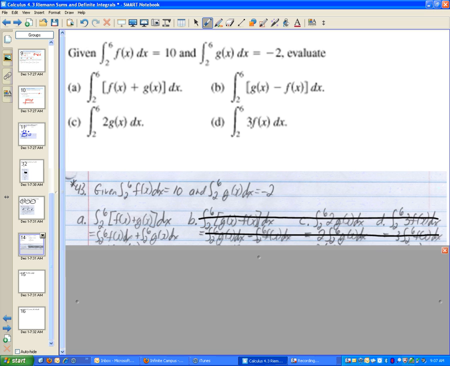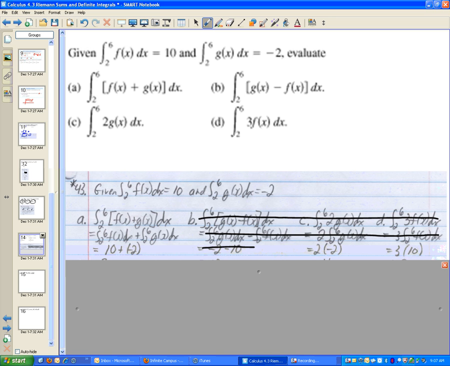Now what do we do? Substitute in what we know. What is the integral from 2 to 6 of f of x dx? 10. And what's the integral from 2 to 6 of g of x dx? Negative 2. So what's our final answer?